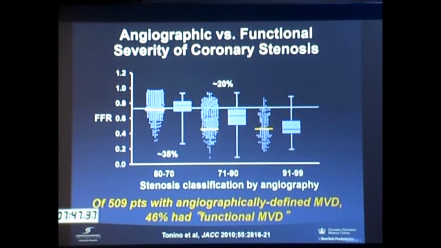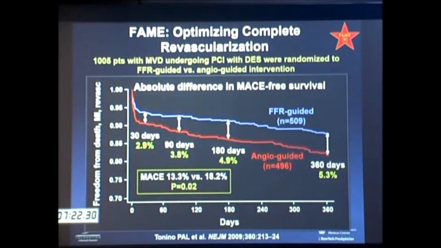This has been shown quite nicely by the FAME investigators. In the FAME trial, what was actually shown is that if you have lesions that are 90% or greater, those are virtually always going to be ischemic. But if you're less than that range, in the 70 to 90% range, or even less than 50% range, you may misclassify the significance of lesions based upon a true test like an FFR. And so that's why it's very important to use physiology when guiding PCI.